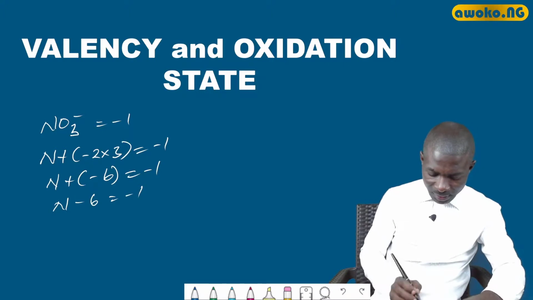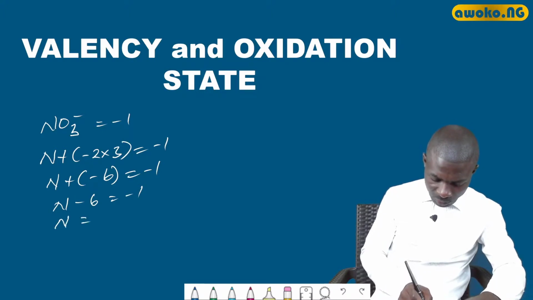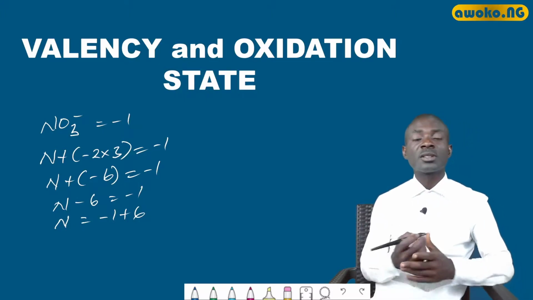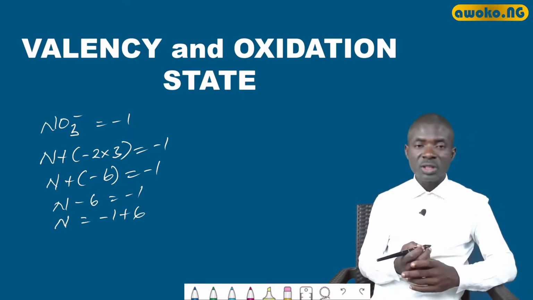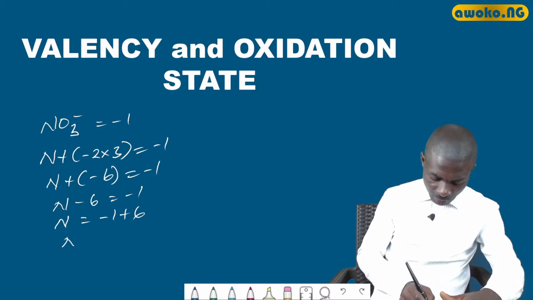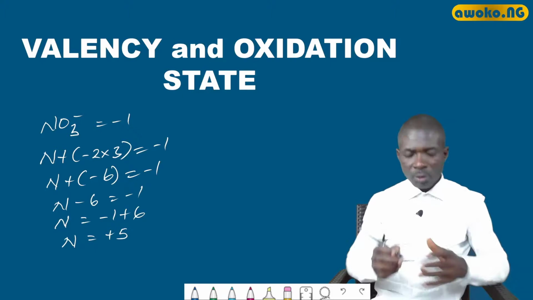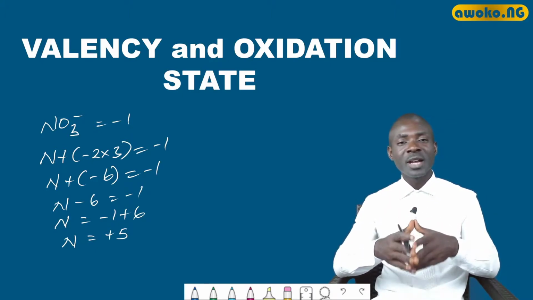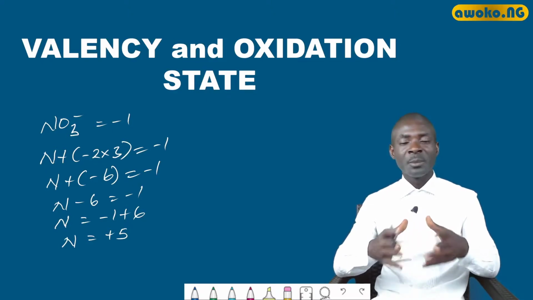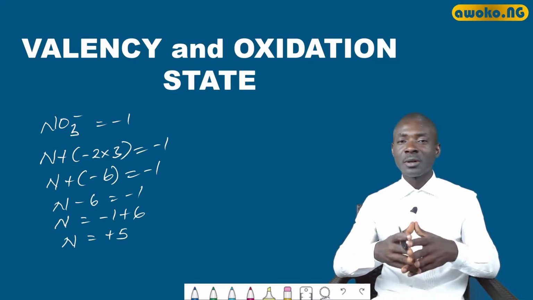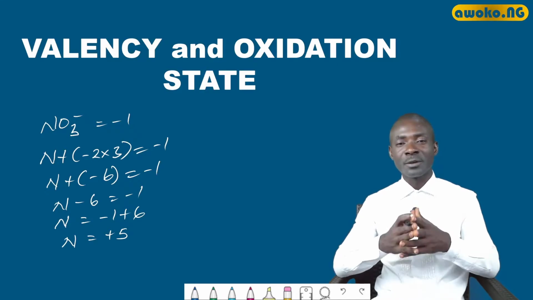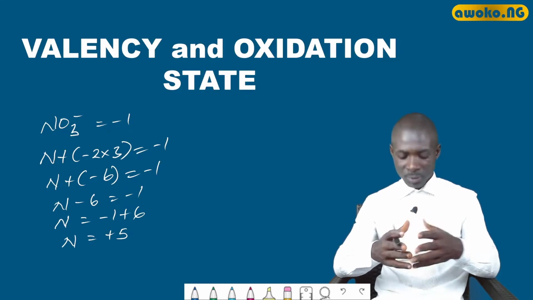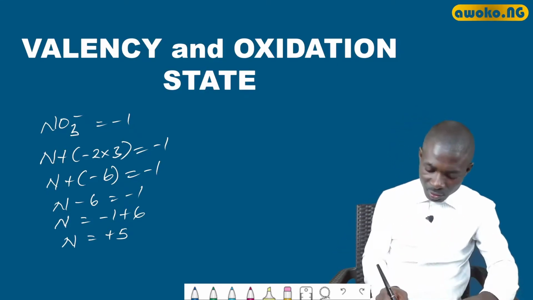So by collecting like terms, I will have N is equal to -1 plus 6. Of course, when -6 crosses the equality sign, it automatically changes to +6. So we have nitrogen here is equal to +5. So the oxidation state of nitrogen in trioxonitrate 5 is simply +5. Hence, the name is called trioxonitrate 5 ion. It's very simple.